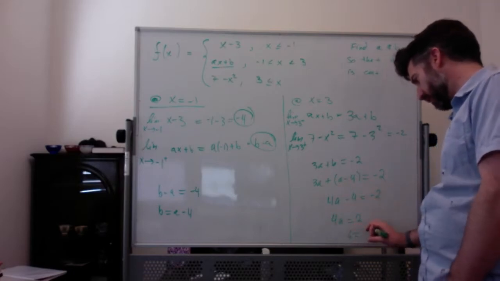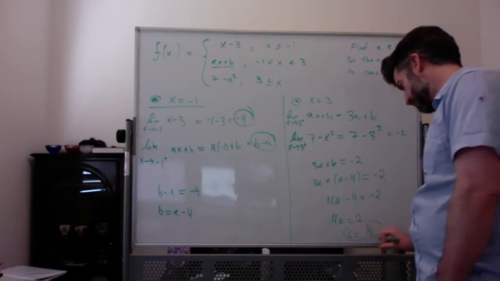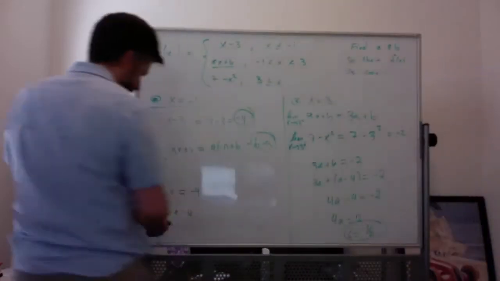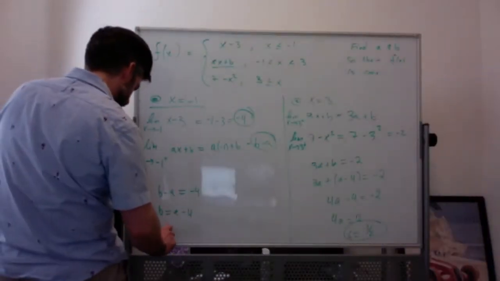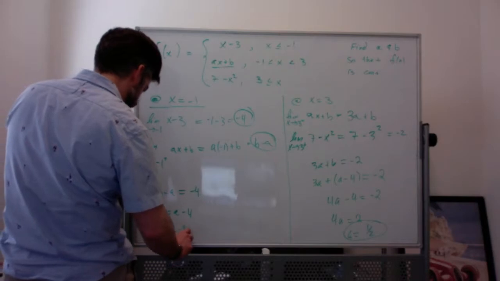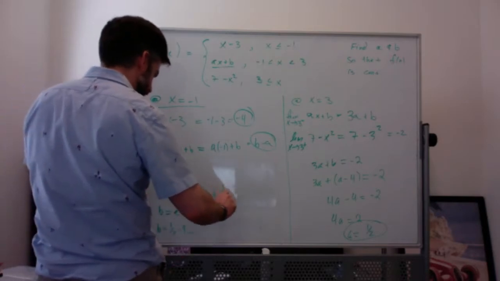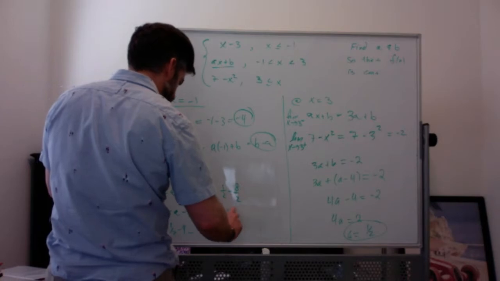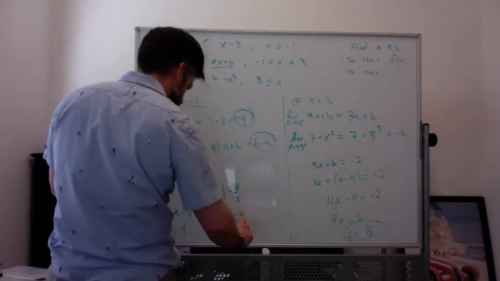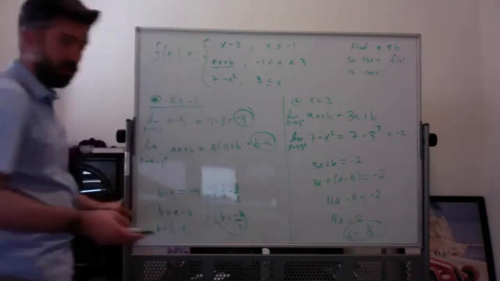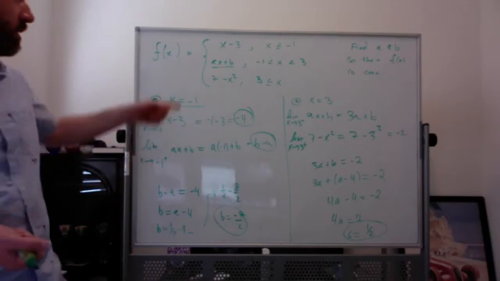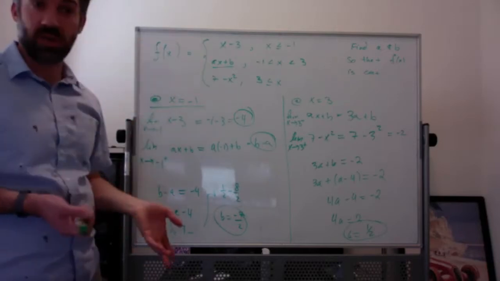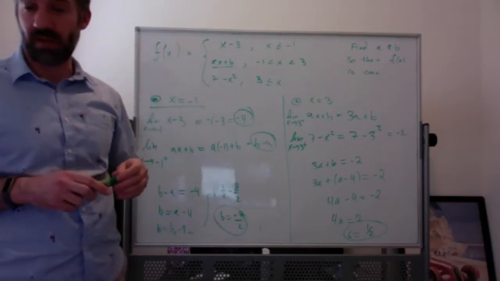a equals 2 divided by 4, which is 1/2. And then going back over here, b is going to be 1/2 minus 4. That's 1/2 minus 8/2. So b is equal to negative 7/2. And those would be the values of a and b that would make this particular piecewise function continuous, because they made it so the limit exists.